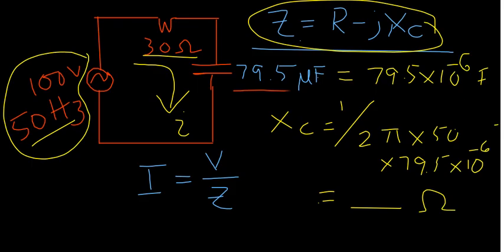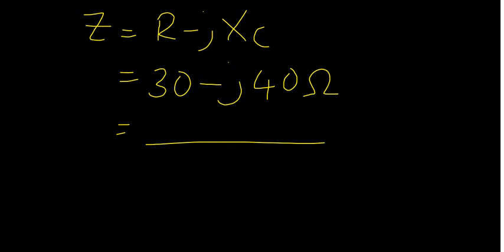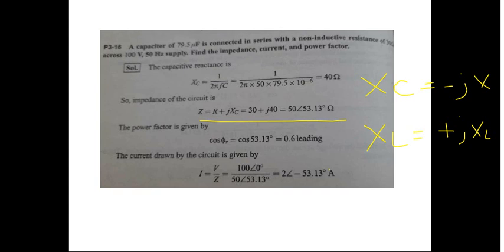R minus JXC. Z is equal to R minus JXC. So R is given to be 30 ohm minus J 40 ohm. If you calculate, you just find out how much you are going to get here. It should be minus 40 here. So 50 at an angle 53.13, the answer may be right. Please use your calculator and calculate the value of Z.